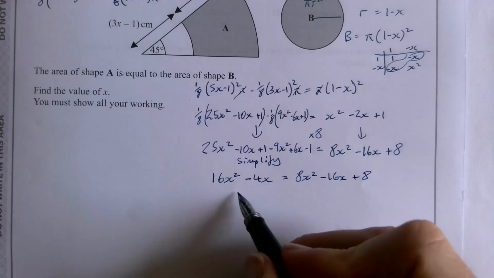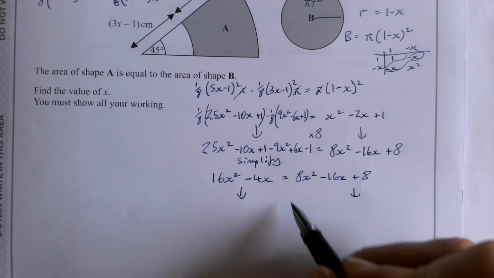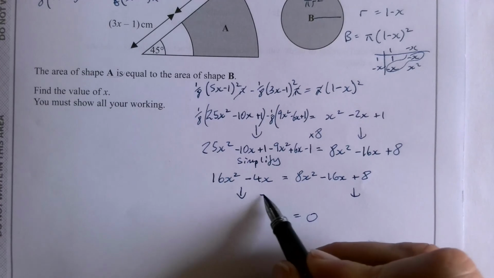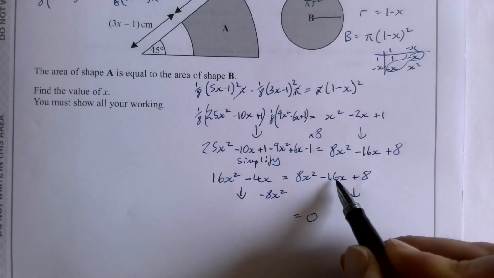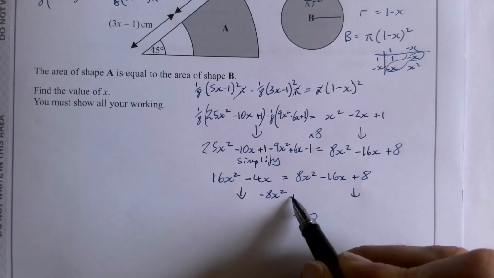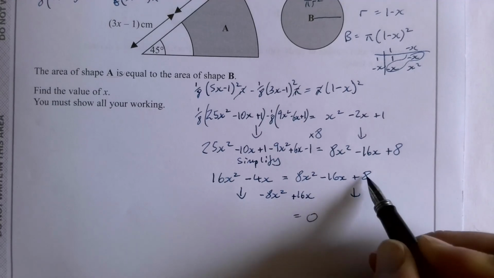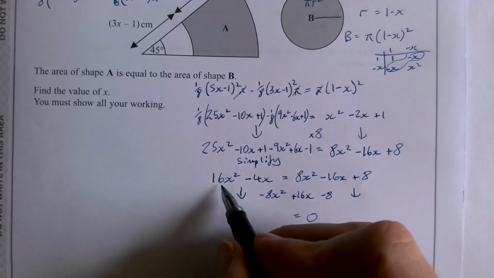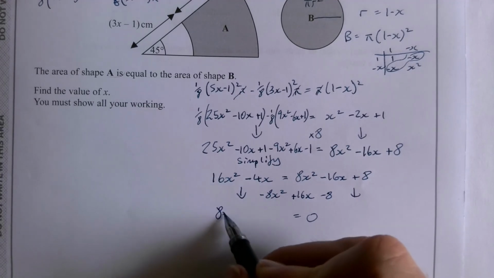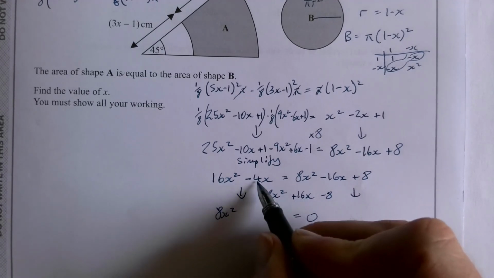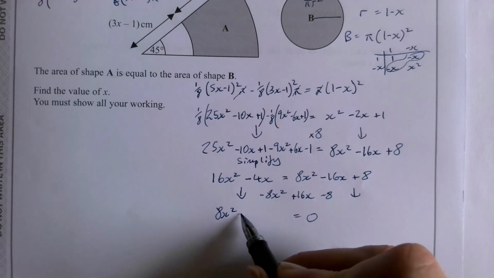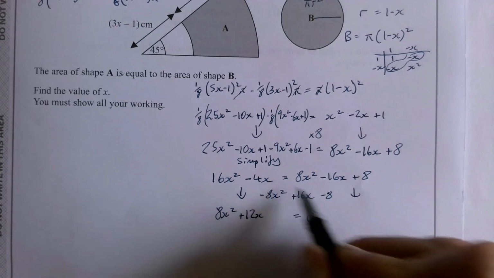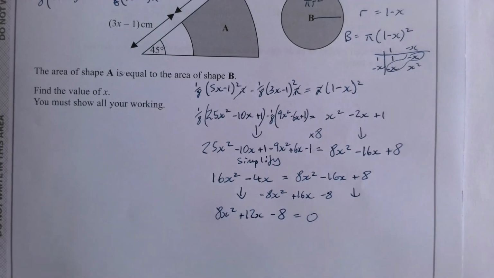Now, I am going to make the whole thing equal to 0. How am I going to do that? I'm going to take 8x squared, I'm going to add 16x, and I'm going to take 8. Just reverse those three things. 16 take 8 is 8x squared. Negative 4 plus 16 is plus 12x. And 0 take 8 is negative 8.